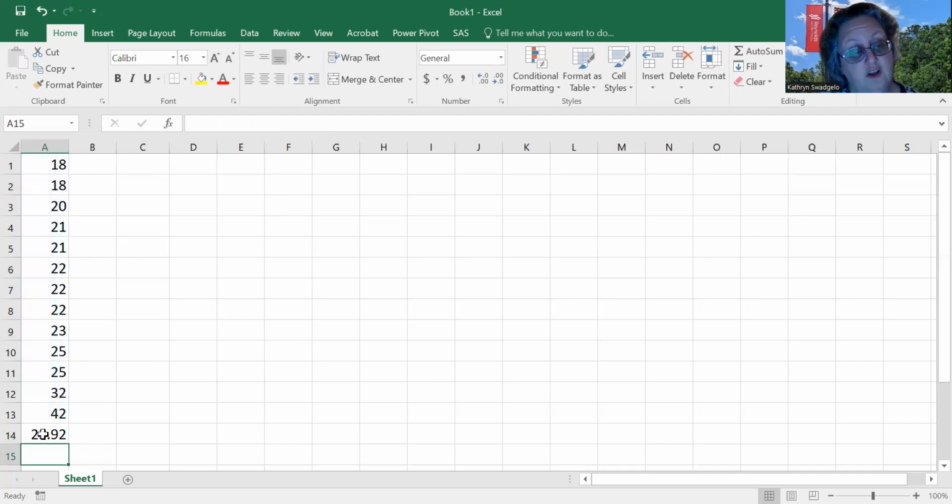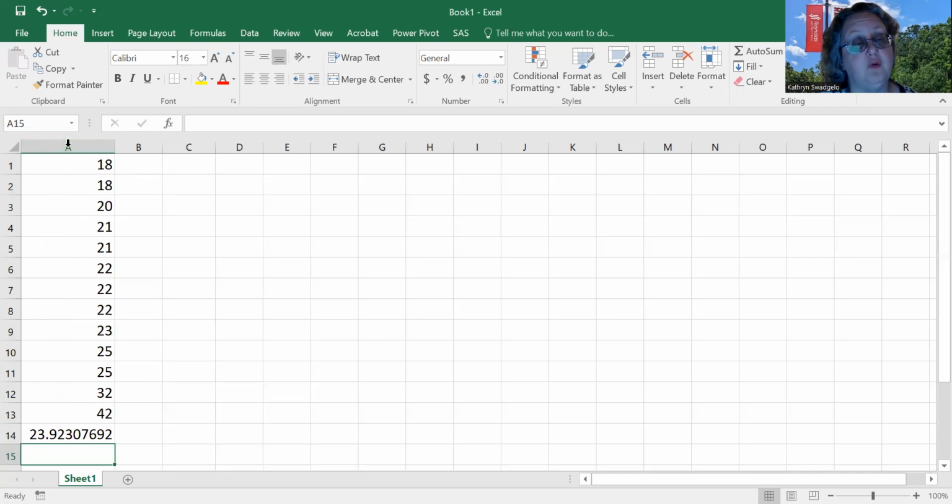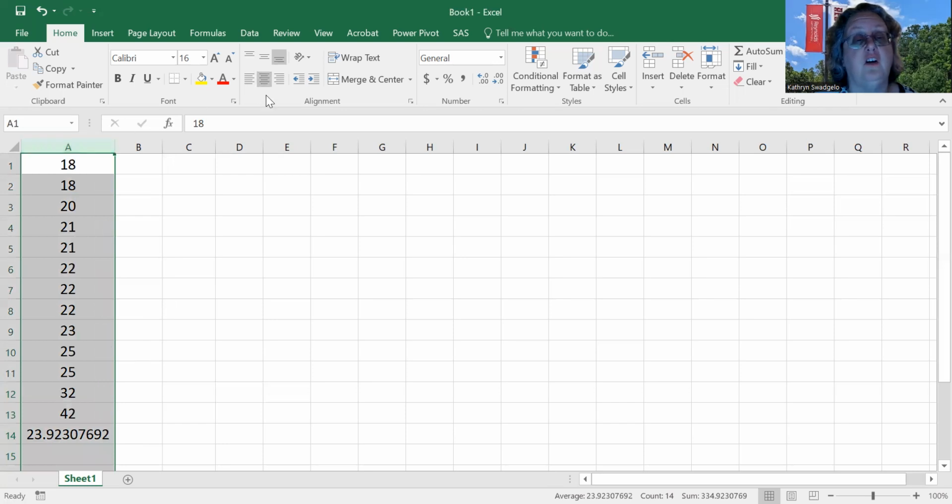Notice it's rounded to the hundredths place. If I want to see how accurate Excel has actually done it, I can come up to the crack between the A and the B and double click, and notice it has actually rounded it much further out than first appeared. If you want, you can click on the column and click up here.